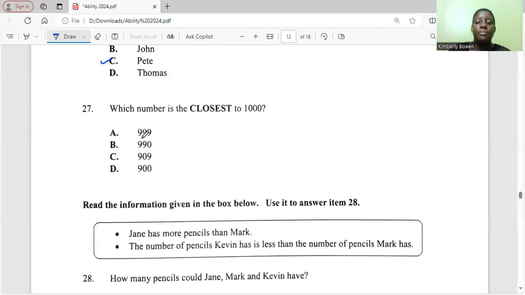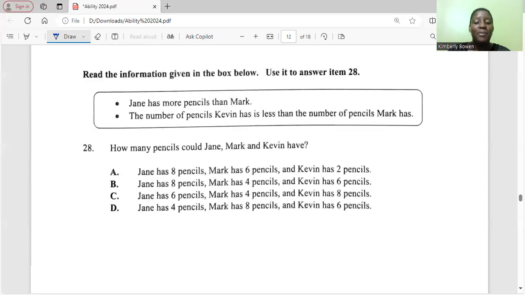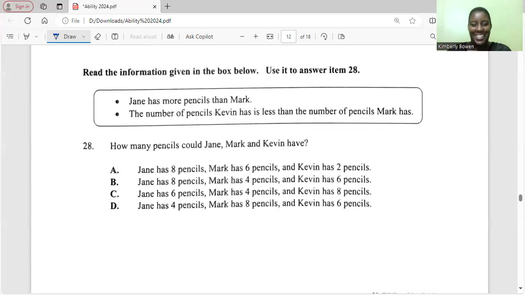But when I looked at this question, I'm like, oh God, if no one got anything correct, they would have gotten 27 correct. This was like the easiest question. Which number is closest to 1,999? I can't even believe they did that. Everyone must at least get 1 mark. That was hilarious.